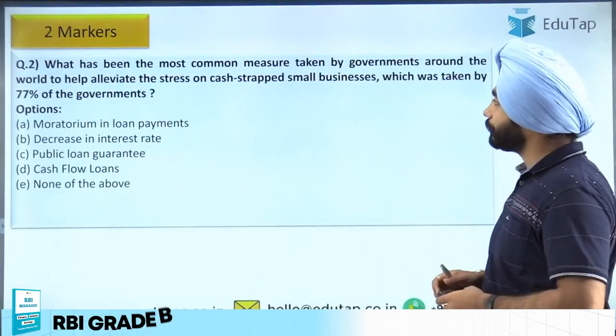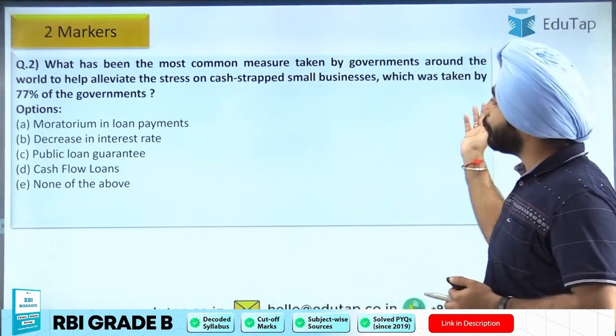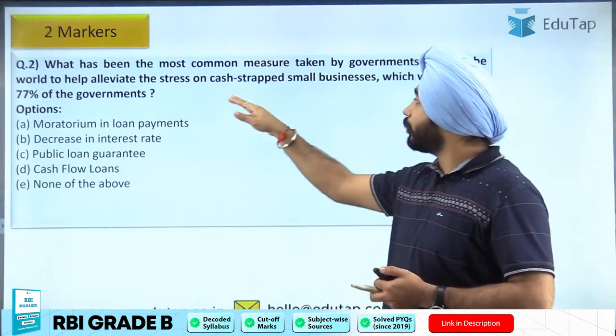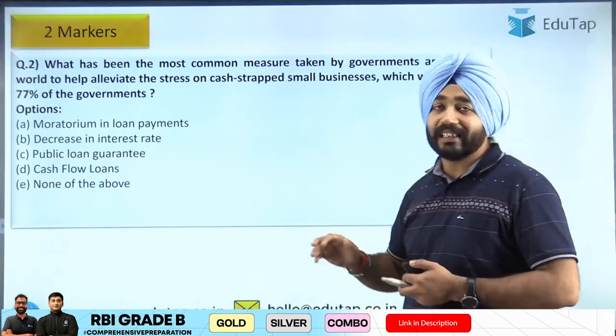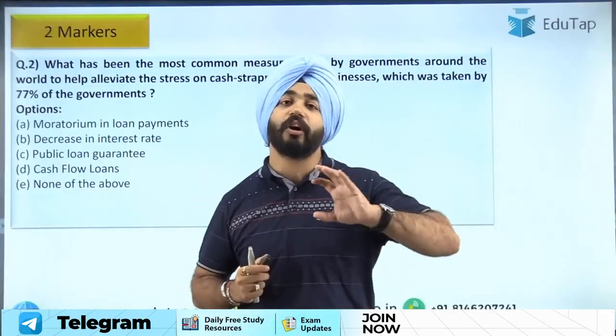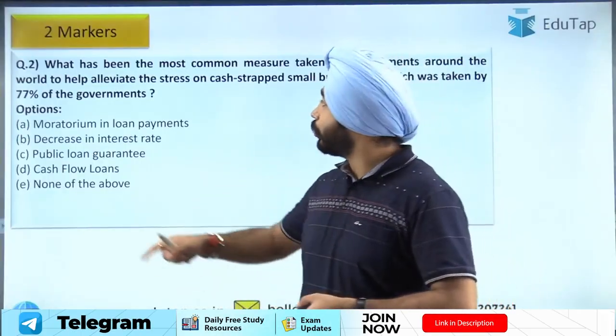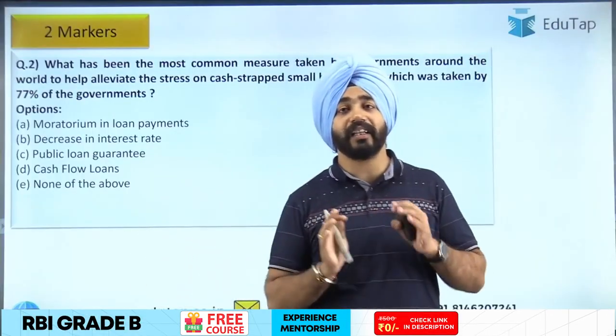The next question is, what has been the most common measure taken by governments around the world to help alleviate the pressure on small businesses, which was taken by 77% of governments. It is basically talking about the key findings of that specific report. Generally we used to remember this specific data, that 77% of governments did this.